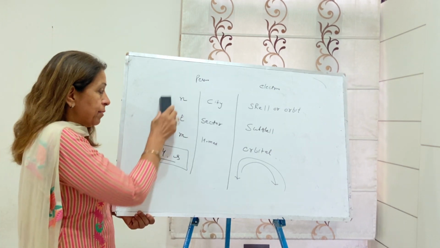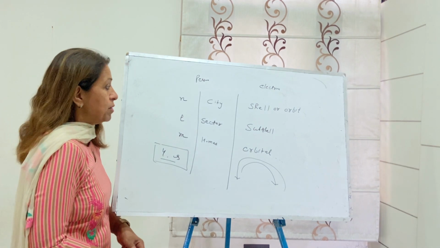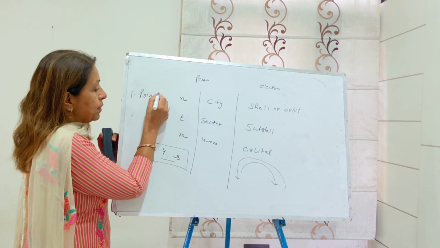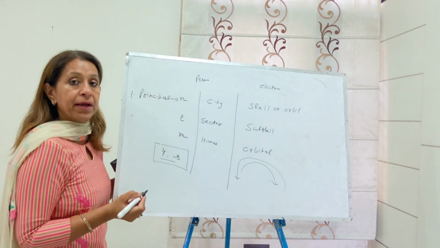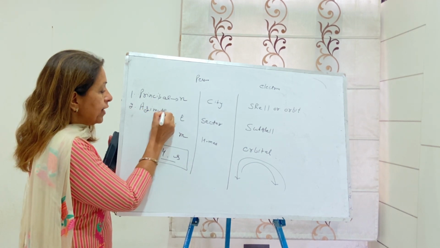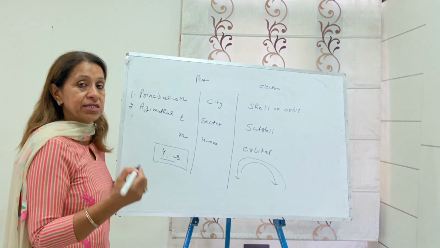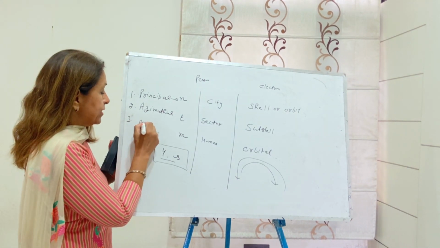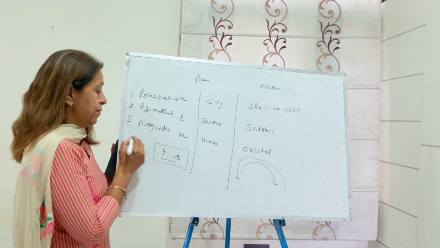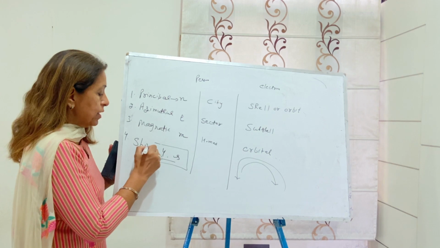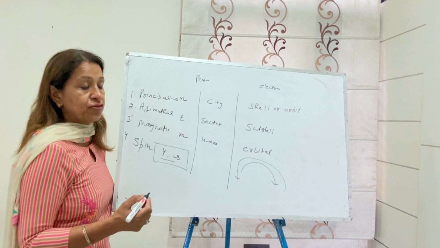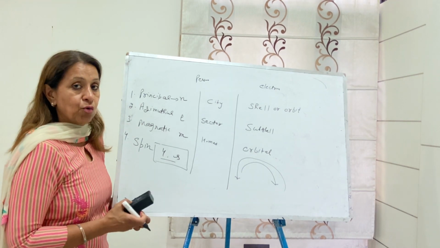So there are 4 quantum numbers. Now I am writing in detail. You may write along with me. The first is the principal quantum number, represented by N. Second is azimuthal, A-Z-I-M-U-T-H-A-L, represented by L. Third is the magnetic quantum number, represented by M. And the fourth is the spin quantum number. It is just independent. It is not the solution of the wave equation. It tells us only the direction.